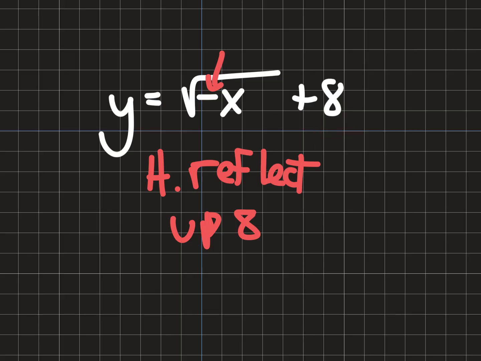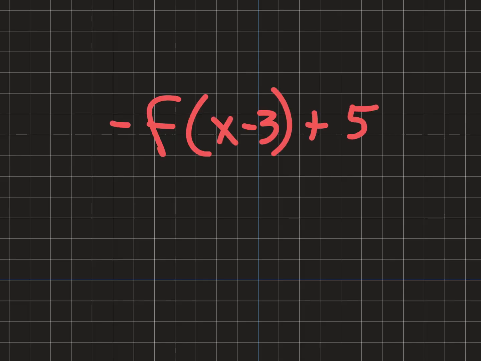Okay. What if I said this? This time, I told you what to do with it, I just didn't tell you what the function was. So you can still tell me the transformations. You just don't know if it's a square root, or an absolute value, or just a squiggly little picture. So what are the transformations?